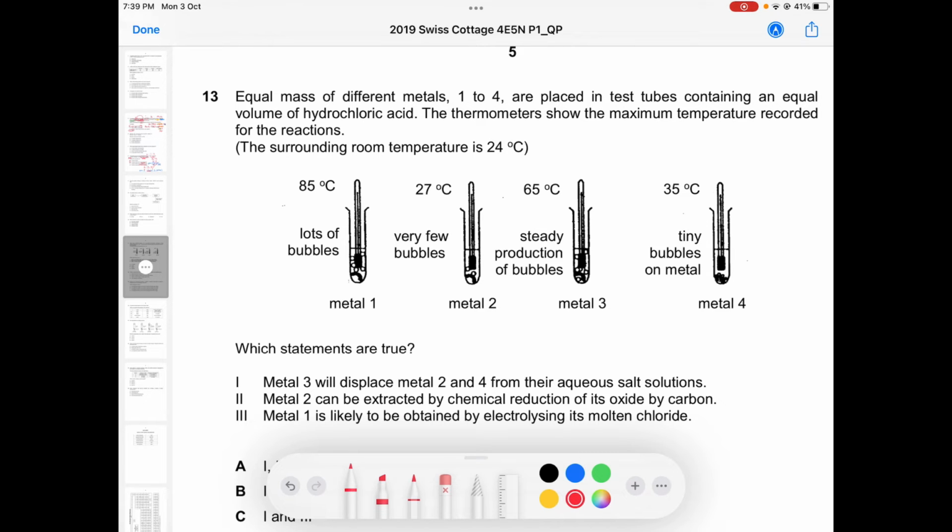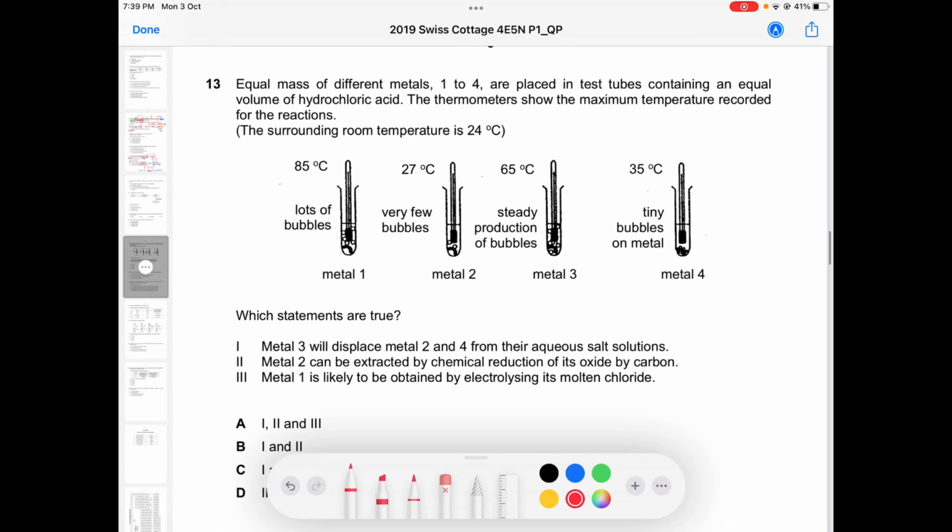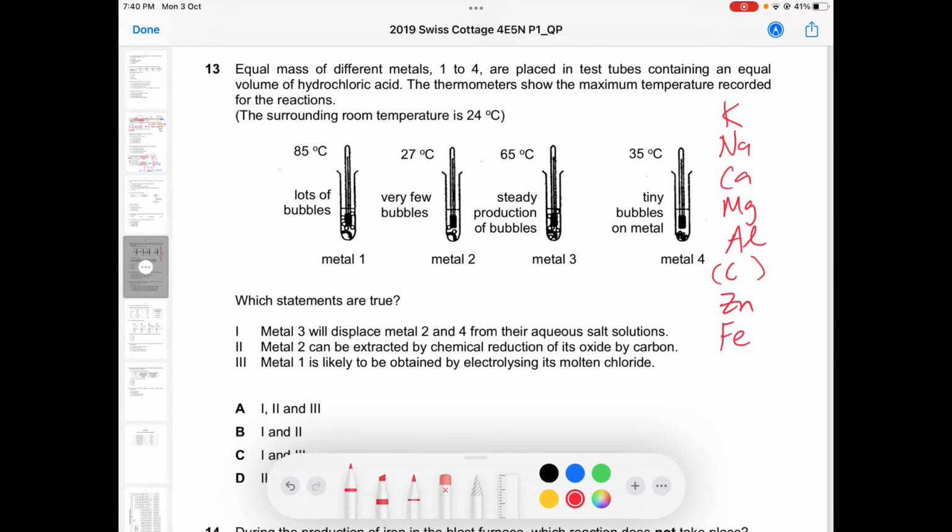Now question 13, I'll need you all to recall your reactivity series. Please. Potassium, sodium, calcium, magnesium, aluminium, carbon, zinc, iron, lead, hydrogen, copper, silver, and gold. Okay, your go. Using the mnemonic: please stop calling me a cute zombie, I like him, calling me smart girl.